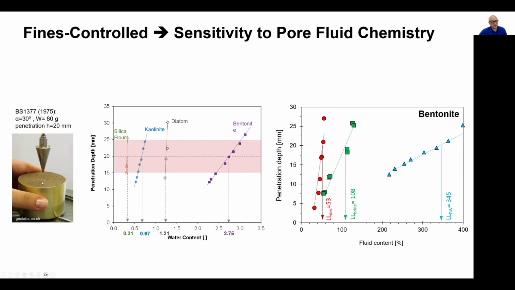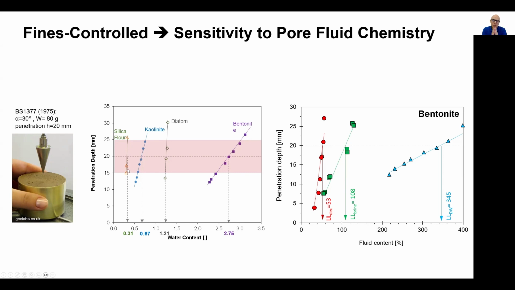We measure the penetration, and we do that for different moisture contents. In fact, we do it during drying: as the moisture content decreases, the penetration decreases, and we take the liquid limit as the water content when the penetration was 20 millimeters. Look here, the data for bentonite is quite inclined. For kaolin, it's steeper. For silica flour, it's quite steep because this is like a sand.